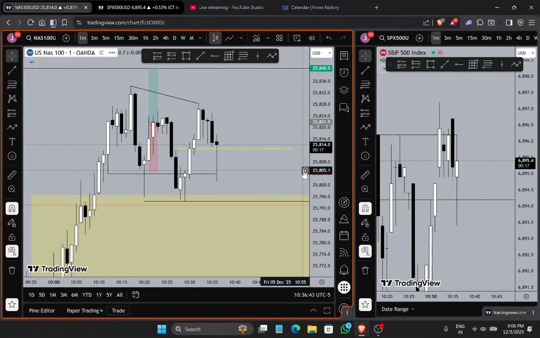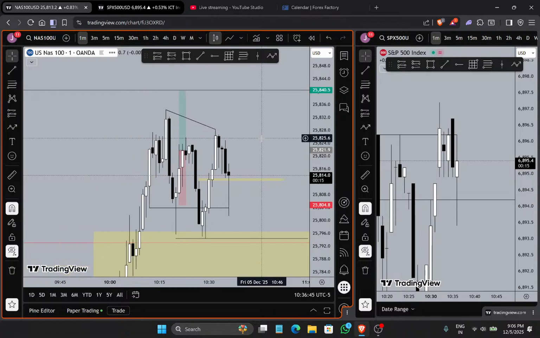So maybe we can take a trade from this 3 minutes because that also looks solid from here. Look at that displacement. Look at that candle. Look at the US 500 chart.